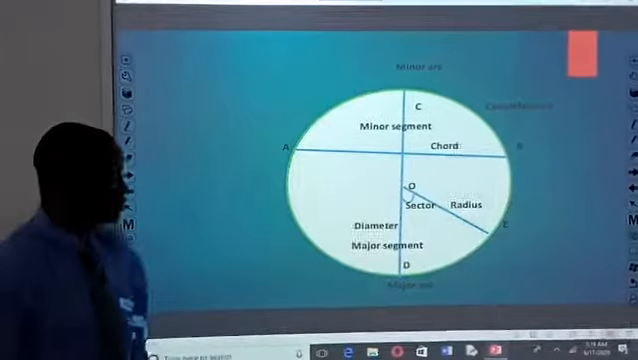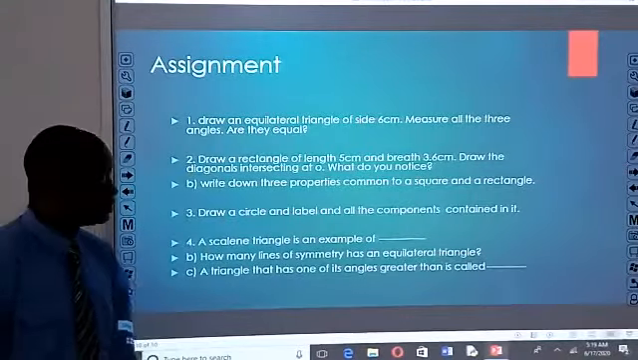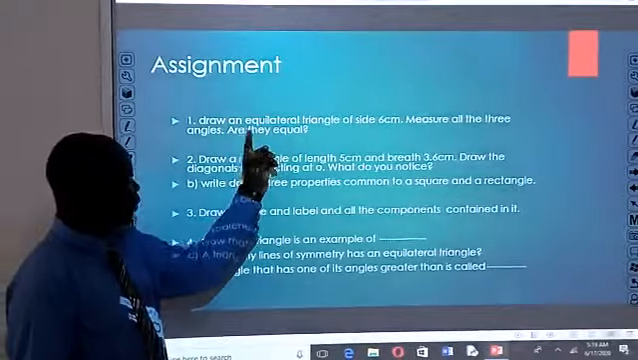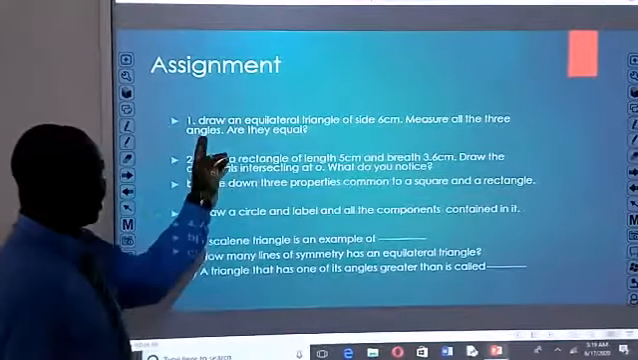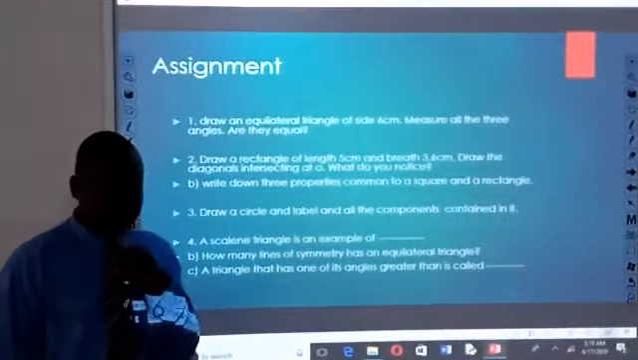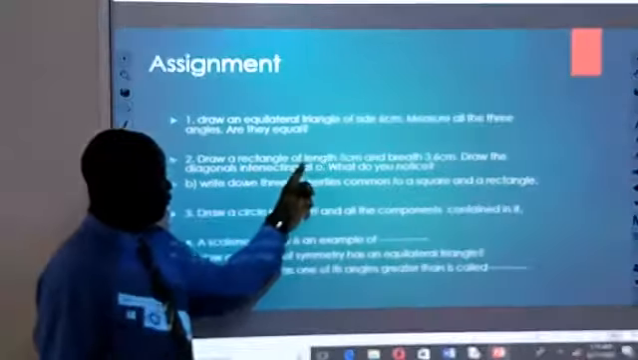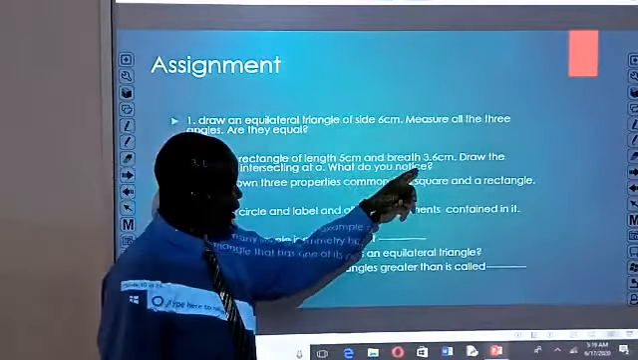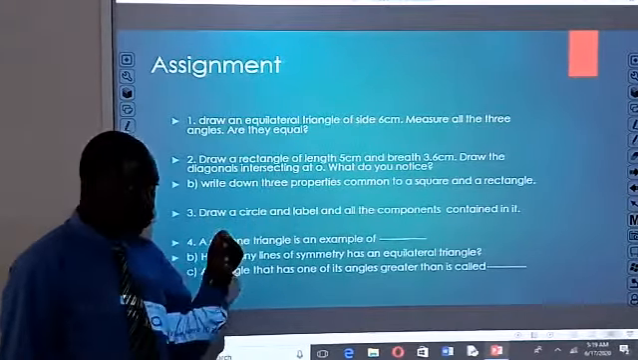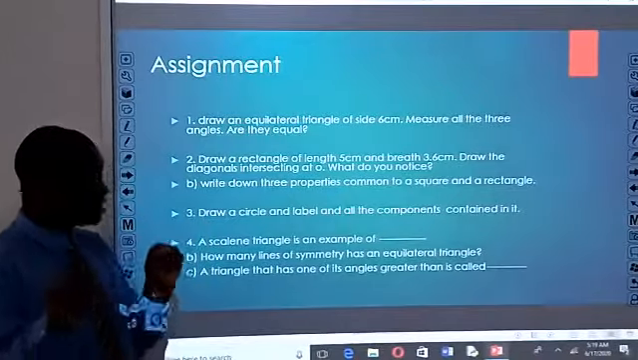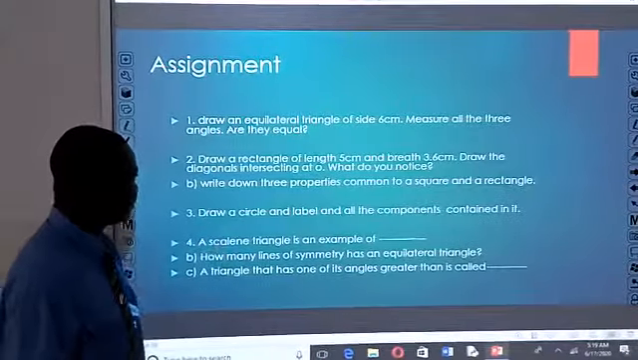So, students, assignment. Your assignment is, first, draw an equilateral triangle of side 6 cm. Measure all the three angles. Are they equal? You should be able to tell me whether they are equal or not. Two, draw a rectangle of length 5 cm and breadth 3.6 cm. Draw the diagonals intersecting at O. When you say something is intersecting at O, you know it's always at the center. What do you notice? Please, indicate that also.